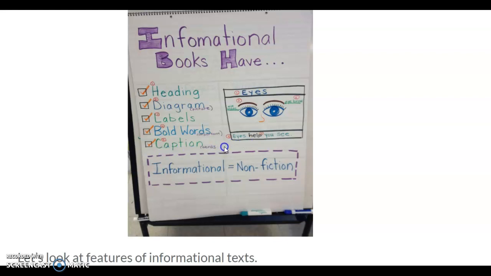And it has captions sometimes, like number 5. So it has a heading that tells you what we're talking about, a picture, and labels that tell you what each thing in the picture is, and the caption tells you what the picture is that you're looking at. So it gives you more information about the picture. So informational texts are nonfiction.